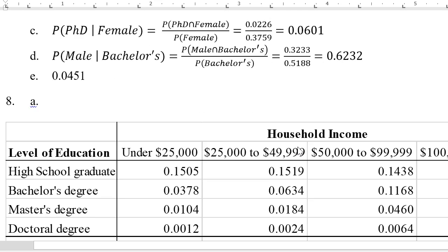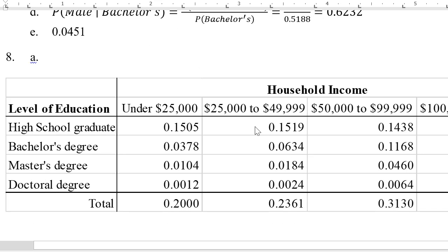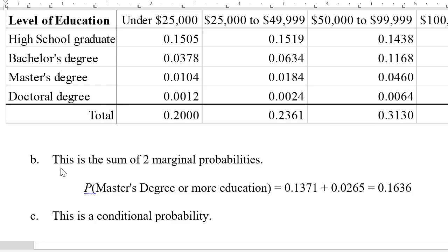All right, number 8. We look at the data that's given. You're asked to calculate a joint probability table. Here's the table that you've calculated. It should look like this. For B, it asks what is the probability that the head of one of these households has a master's degree or higher. Master's degree or higher is right here, that's the 13.71% plus this probability of the doctorate. So that's how we get this total here.